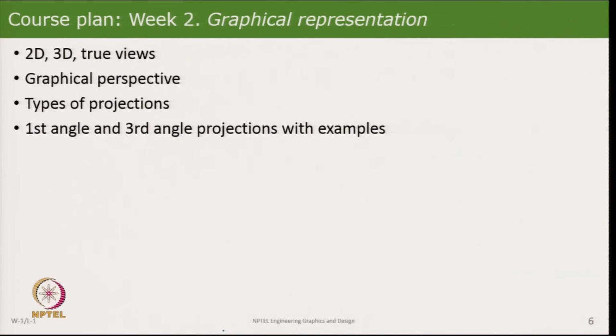We then get into the various aspects of graphical representation, beginning with 2-dimensional and 3-dimensional true views. True view means the way the object actually is. This could be a machine part, it could be a building, it could be an electrical circuit, it could be anything. And it differs because the true view is not something that you and I will see. Our eye does not see the true view, it sees a perspective.